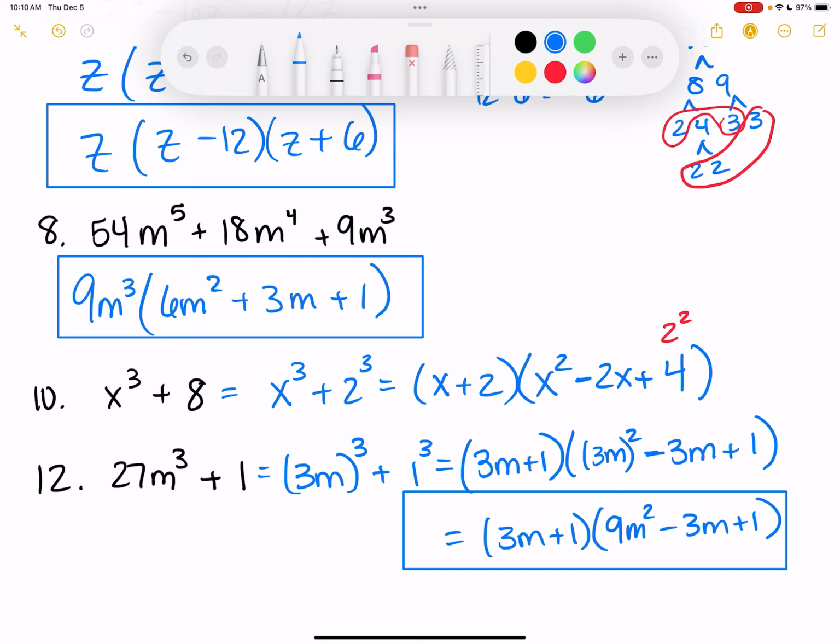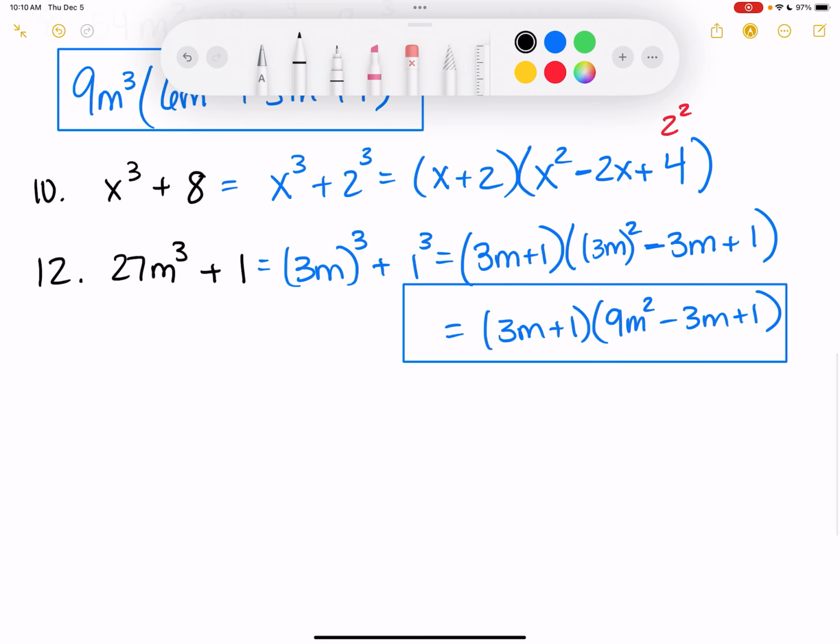So those were 2 sum of cubes ones. Let's see if we can do a difference one. Number 14: 27a cubed minus 1,000. So the 27a cubed is just like the 27m cubed that we had in the last one. So I'm going to treat that as 3a, and that whole thing cubed. What about 1,000? Yep, 10 cubed, so this will be minus 10 cubed.